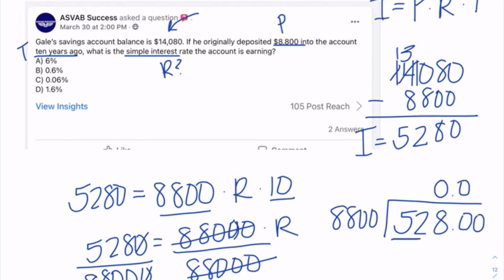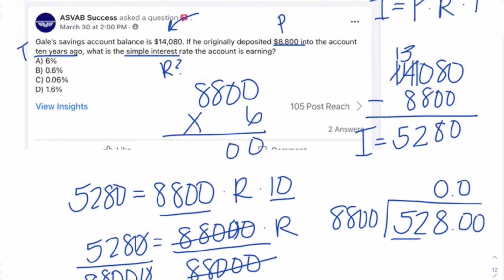So let's try 6. I'm going to multiply that up here because I have some space. 8,800 times 6. All right, 6 times 0, 0. 6 times 0, 0. 6 times 8, 48. Carry the 4. 6 times 8, 48 plus 4, 52. So look at that. It's exactly 6. Okay, so now I have rate equals 0.06.